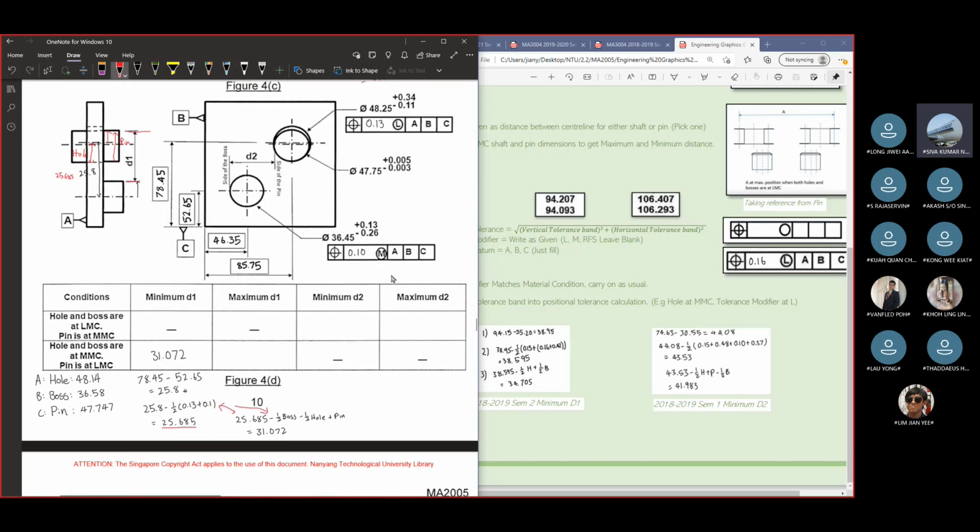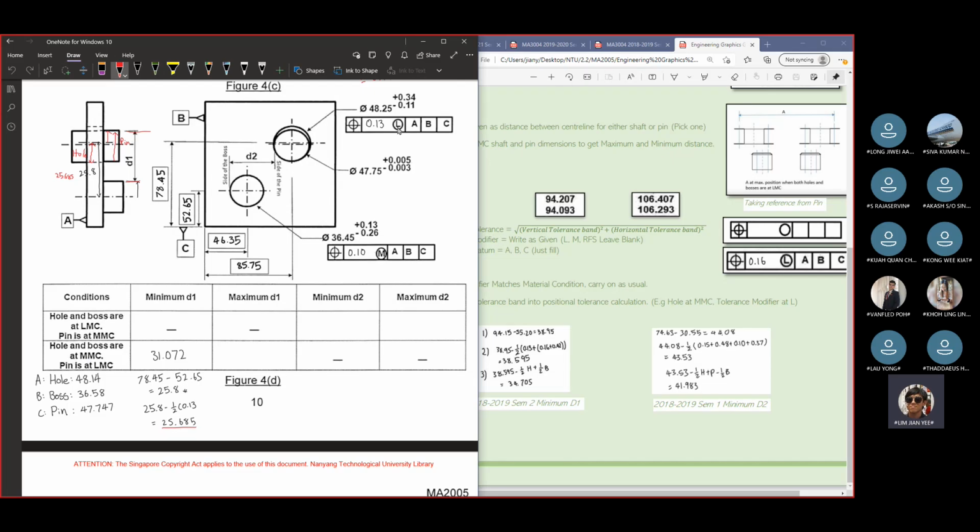Oh, that part we need to, wait, pin. Oh no. I realized I got that wrong already. Sorry, let me correct that right now. Thank you. Sorry for the mistake. So okay, L. This is the hole. The hole is the L. L, hole, MMC.